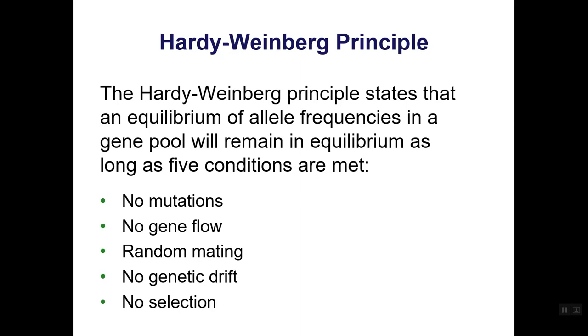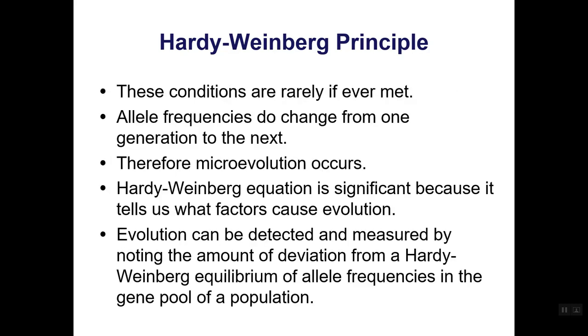Maybe it's like plant species. They can't really control it as much. But no genetic drift, no selection. These things don't typically happen in a population, but it gives us a basis of understanding the factors that cause evolution, and allows us to detect evolution by noting how much deviation there is in reality from Hardy-Weinberg's hypothetical equilibrium. So we can compare Hardy-Weinberg's principles to the true data of a population over time to see how fast evolution is occurring.